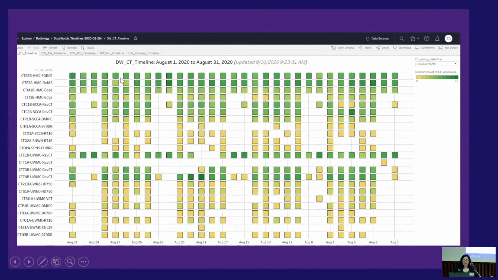So you can see all the distinct count of CT accession numbers. So if I see one that has basically 0 over the last few days, like this one, for example, 00000, is something wrong? Are we not getting data from the scanner to Dosewatch? So that's what this gives us, a quick dashboard. And my team looks at this on a weekly basis to make sure everything is still sending data to Dosewatch.